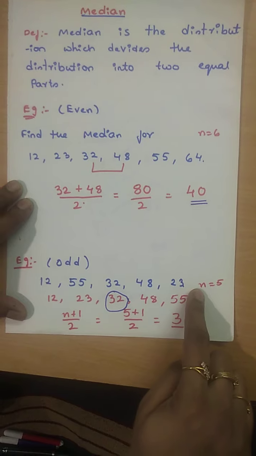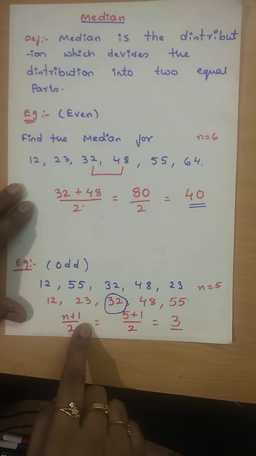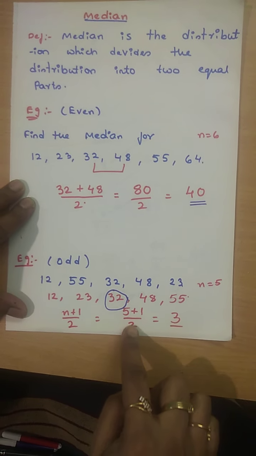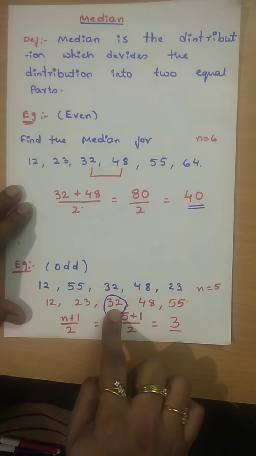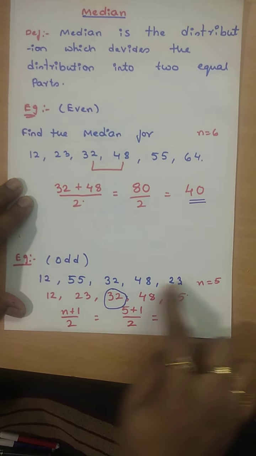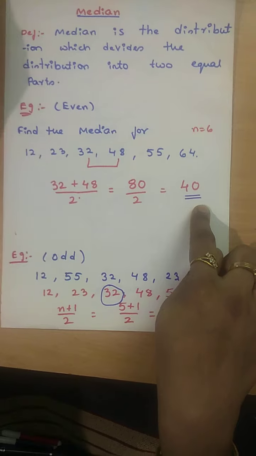Here I have written all the data in ascending order. After that I have substituted the values here. n is 5. So 5 plus 1 divided by 2, which is equal to 3. So the third observation is 32. The median of these observations is 32. Here the median is 40.